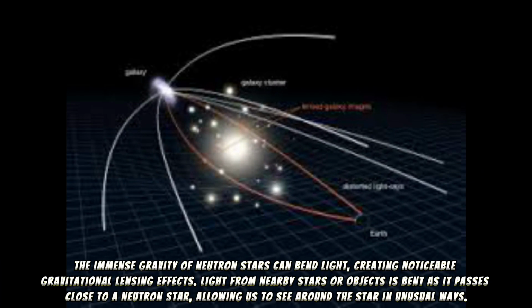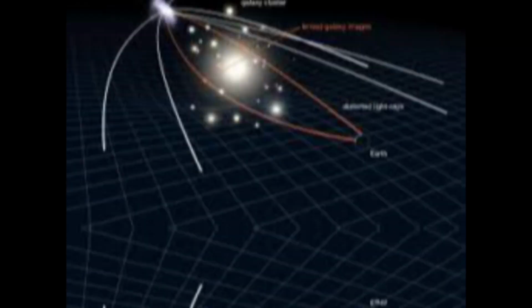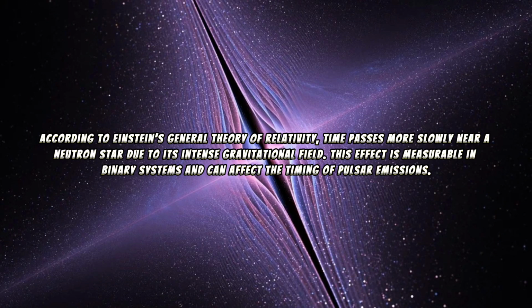The immense gravity of neutron stars can bend light, creating noticeable gravitational lensing effects. Light from nearby stars or objects is bent as it passes close to a neutron star, allowing us to see around the star in unusual ways. According to Einstein's general theory of relativity, time passes more slowly near a neutron star due to its intense gravitational field. This effect is measurable in binary systems and can affect the timing of pulsar emissions.